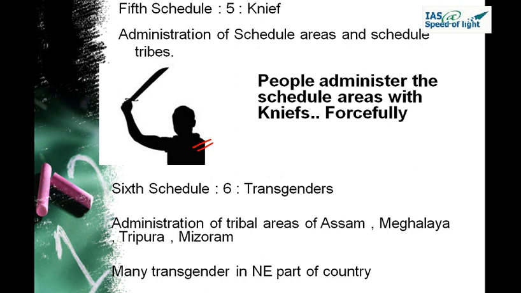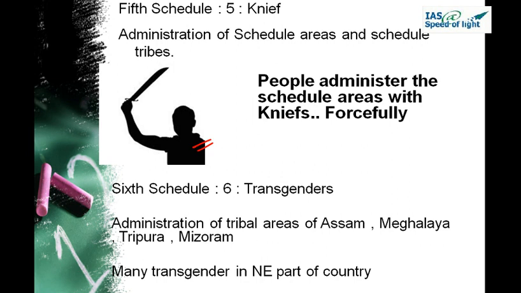scheduled tribes, right? So again, you can see a picture where people with knives are coming and controlling the scheduled tribes' people and the scheduled areas. So administration and control of scheduled areas and scheduled tribes, we are linking it with the knife. Knife is 5 for us, that is the fifth schedule.